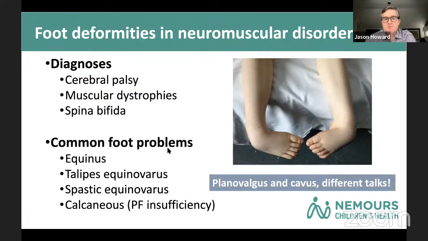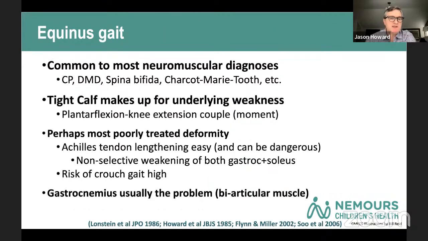But I'm not going to talk about planovalgus and cavovarus. These are two talks on their own. So certainly we can go there later, and I can do that as well as we discuss. You can let Dr. Dhiren know. So let's talk about equinus, or toe walking, first.